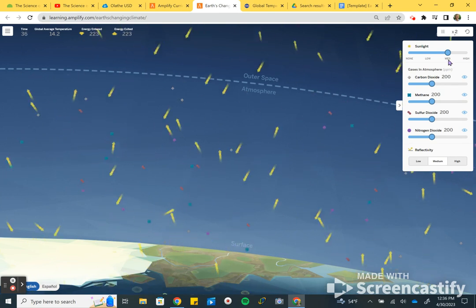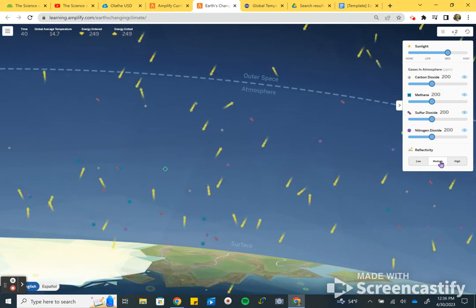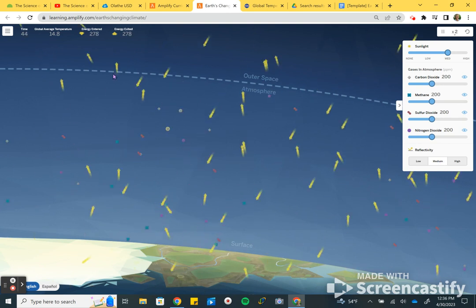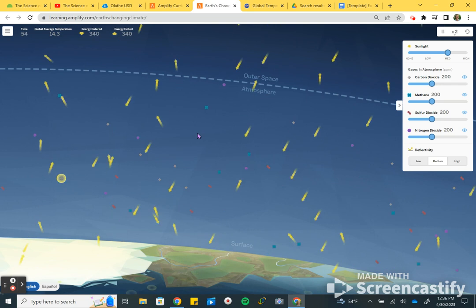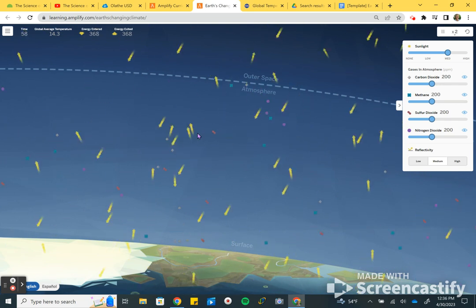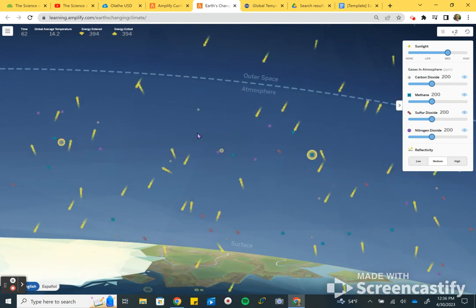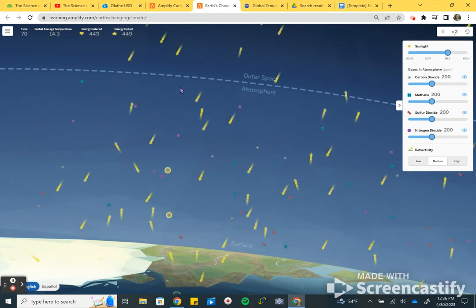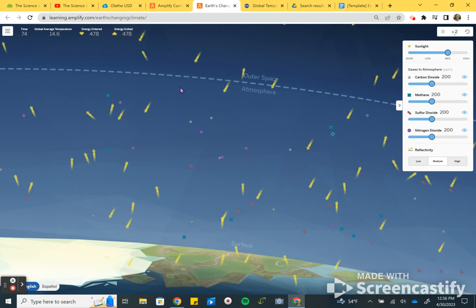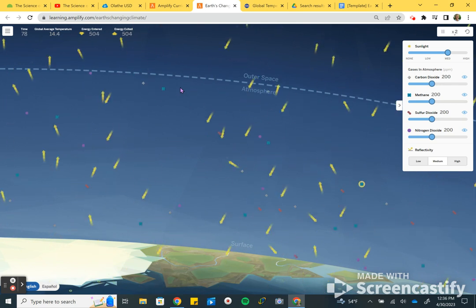The sunlight level is at medium and reflectivity is at medium. That means the amount of sunlight entering the atmosphere doesn't change, which is reflective of how things actually are. The reflectivity is how much energy is reflected off of Earth's surface, usually from ice or snow.